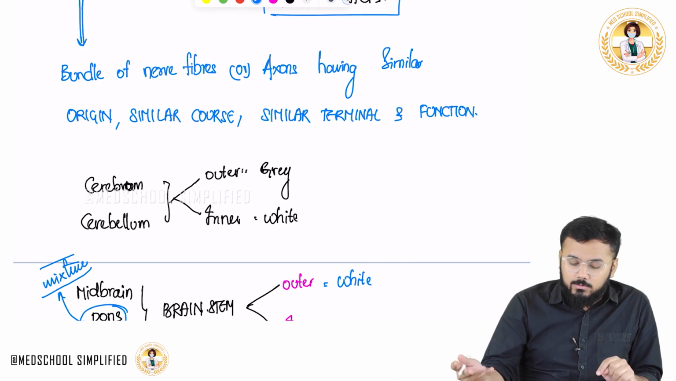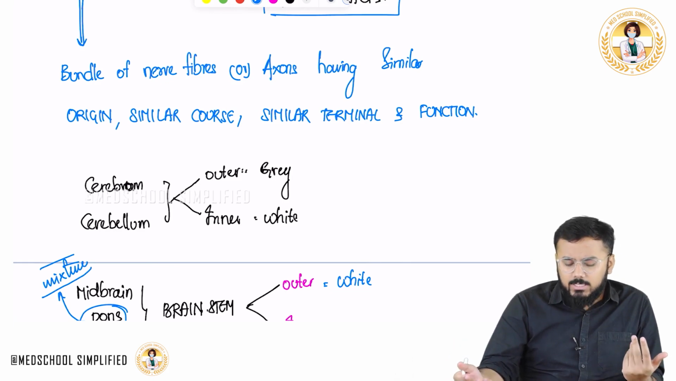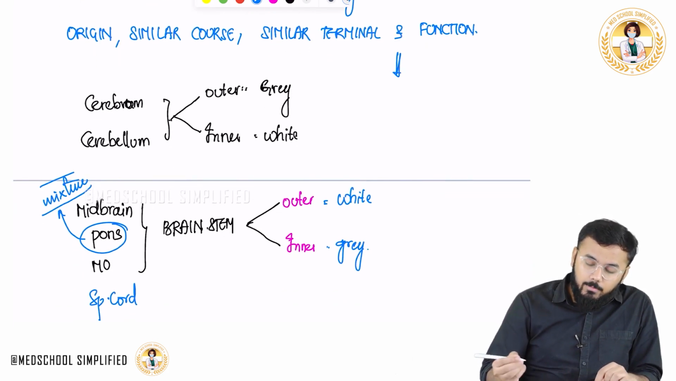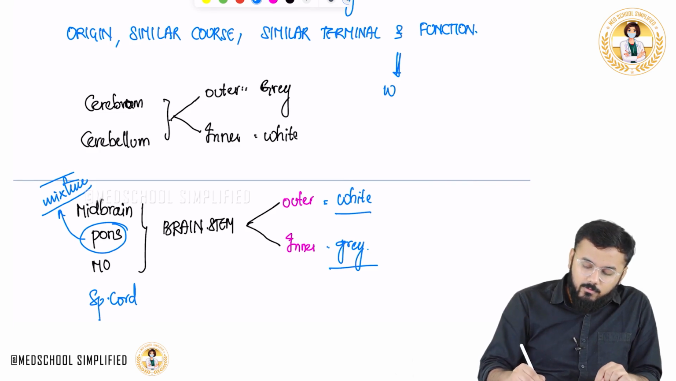So that is what I was telling you, that a bundle of nerve fibers or axons have similar origin, course, and termination, everything is similar. And where will they pass through? They will pass through the white matter or the gray matter? They will pass through the white matter of the spinal cord.